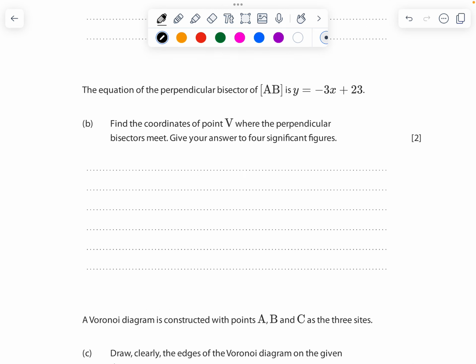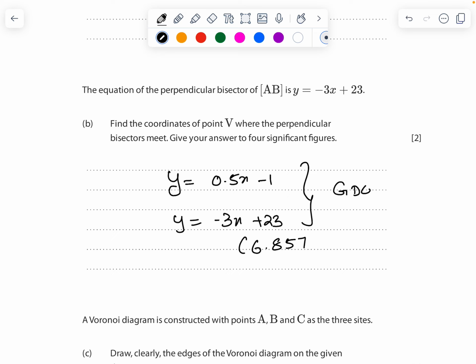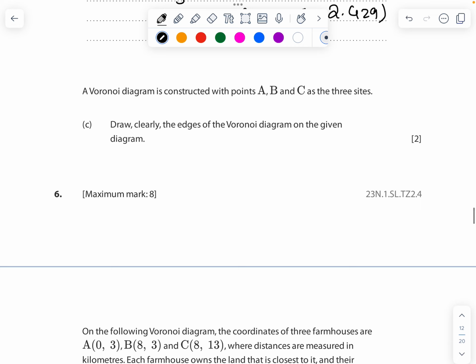The equation of the perpendicular bisector AB is y equals minus 3x plus 23. Find the coordinates of the vertex V where the perpendicular bisectors meet. Give your answer in 3 significant figures. So we know the two perpendicular bisector equations we got. First one was y equals 0.5x minus 1, and now y equals minus 3x plus 23. Use the GDC to solve that and get the point of intersection as 6.857, 2.429.